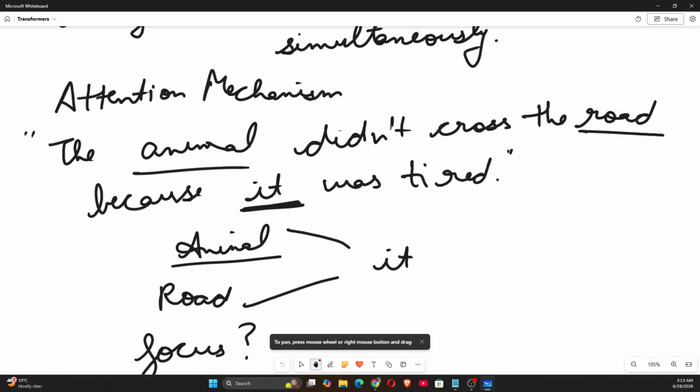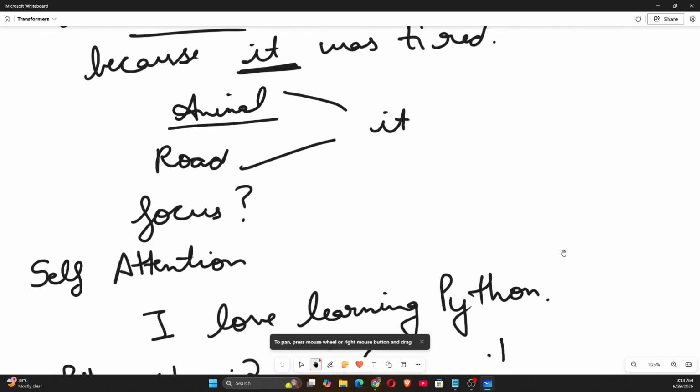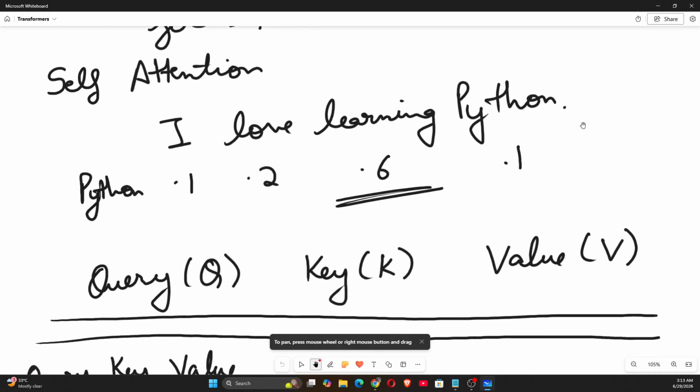Okay. Now comes self-attention. If I say the sentence, I love machine learning Python, the model will give attention to I 10%, love 20%, learning 60%, and Python 10%. The highest attention is given to learning because learning and Python are strongly related.